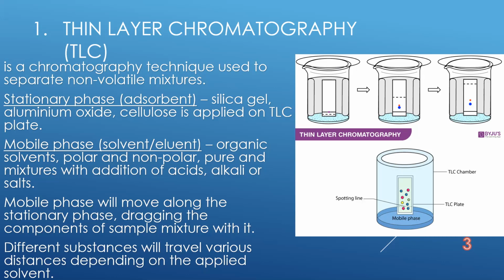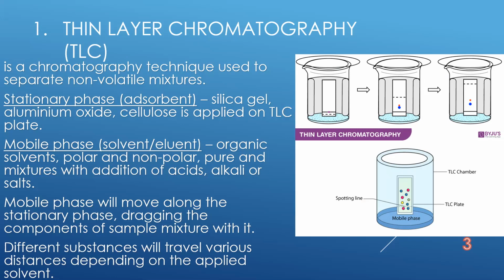Usually this method is used to separate non-volatile substances. This is its characteristic of such method. Thin layer chromatography, which is also shortened to TLC later, is widely used in laboratory practice as a method for identifying substances.